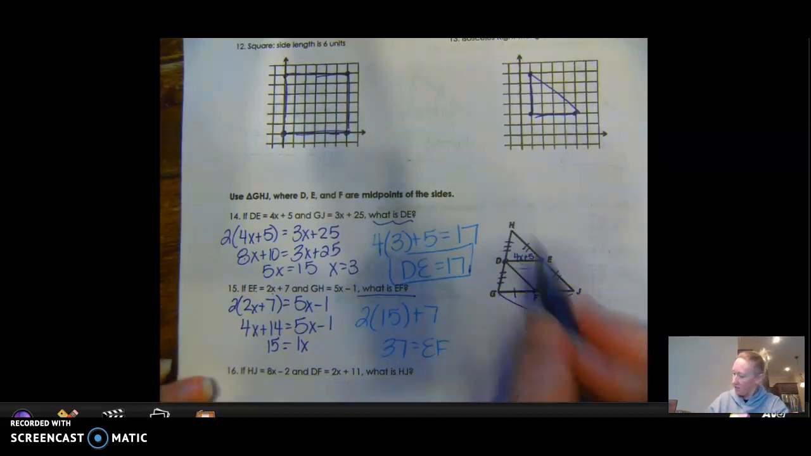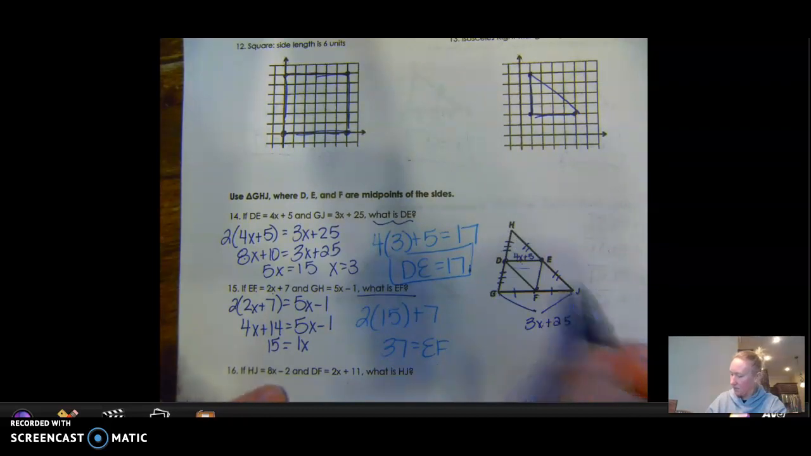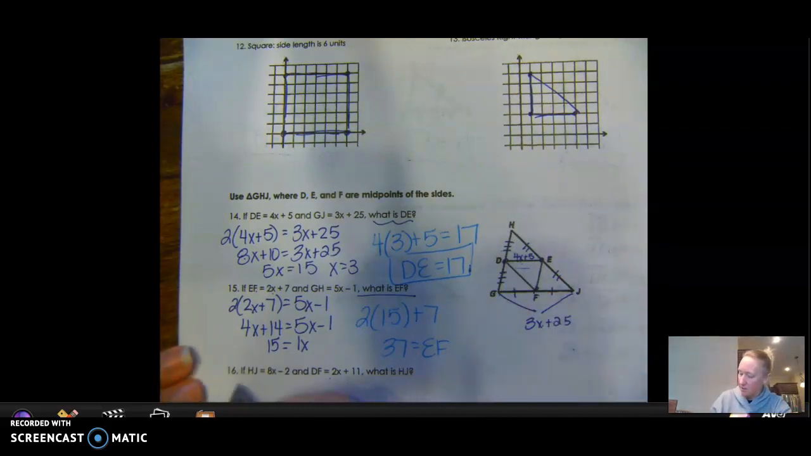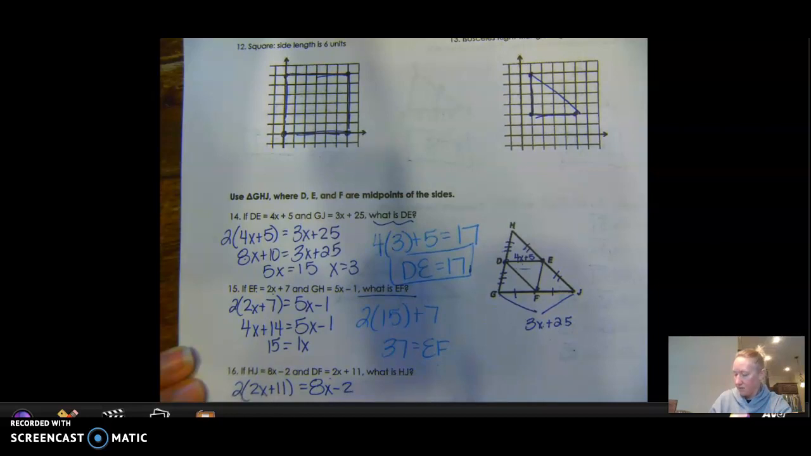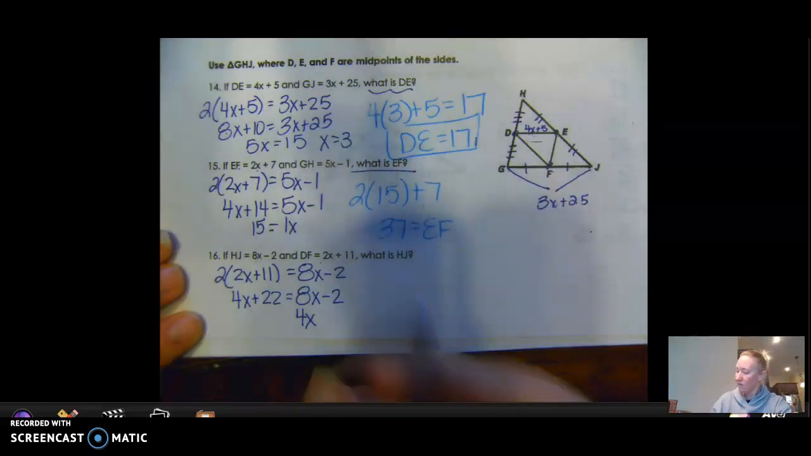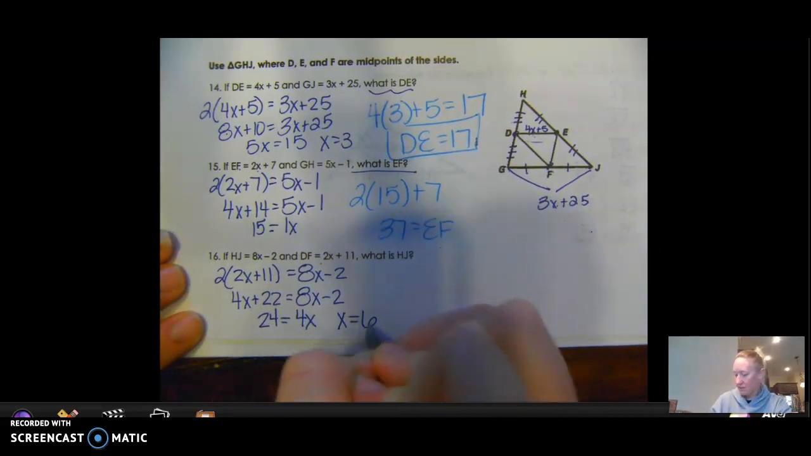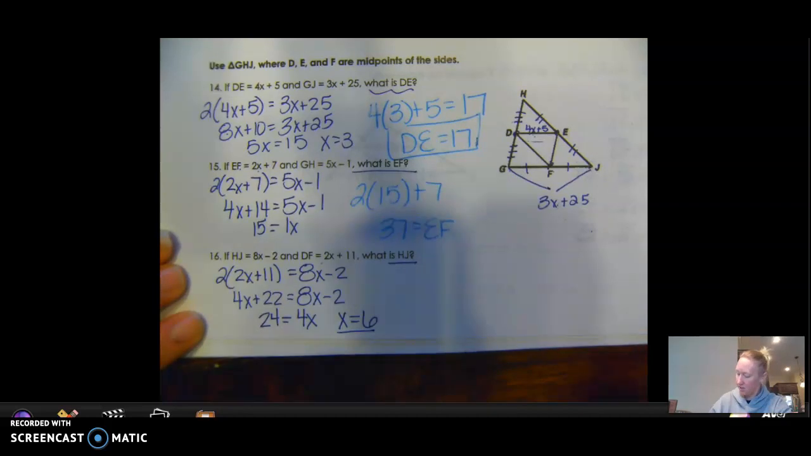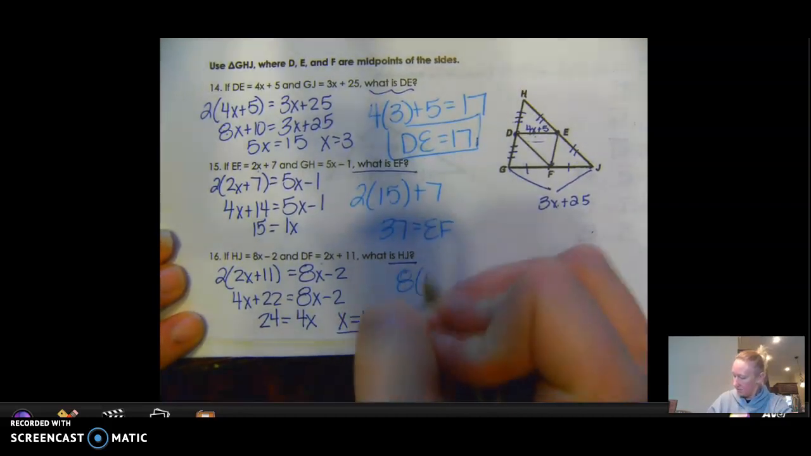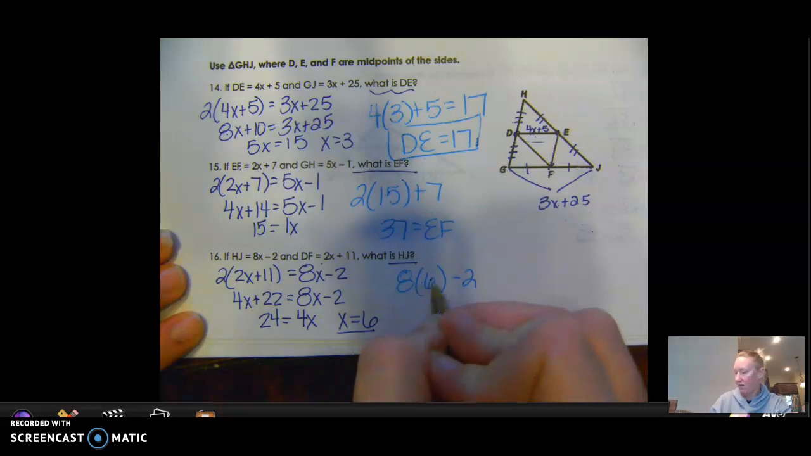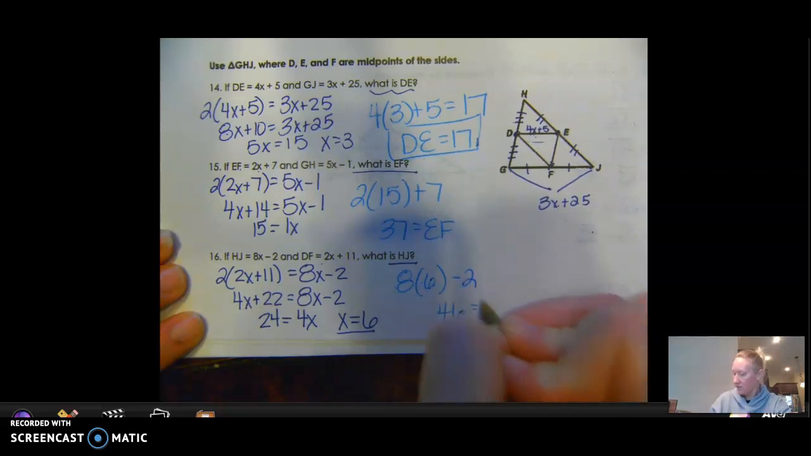One more. HJ, the full length, is 8x minus 2. DF is 2x plus 11. So I'm going to double this 2x plus 11 and set it equal to this 8x minus 2. So I get 4x plus 22 equals 8x minus 2. So subtract 4x from both sides, so I get 4x. Oops, sorry. And add 2 to both sides, and I get 24. I'm going to divide by 4, and I get x equals 6. I need to plug it back in to find HJ. So HJ is 8 times 6 minus 2. 8 times 6 is 48. 48 minus 2 is 46. So that is HJ.